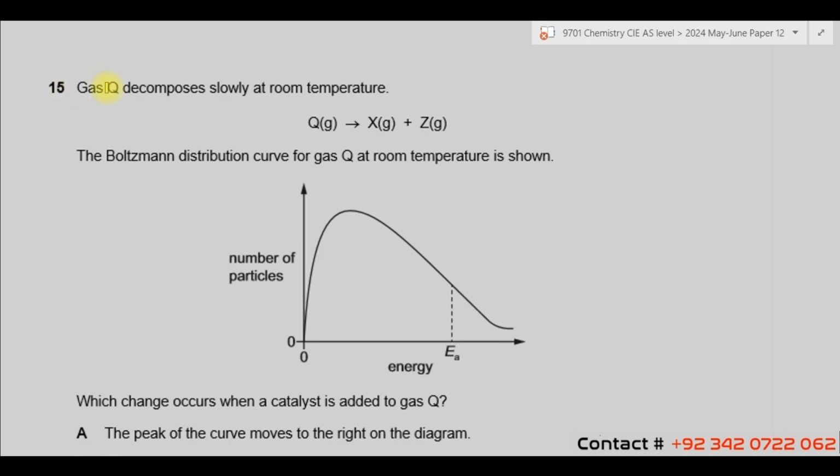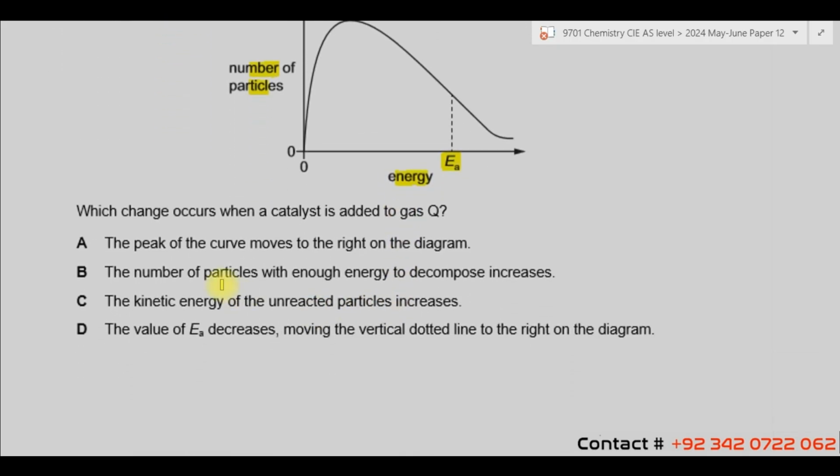Question 15. Gas Q decomposes slowly at room temperature. Q forms X and Z. The Boltzmann distribution curve for gas Q at room temperature is shown. We have the Boltzmann distribution curve. This is the activation energy. We have the number of particles on the y-axis and the energy of particles on the x-axis. Which change occurs when a catalyst is added to gas Q?